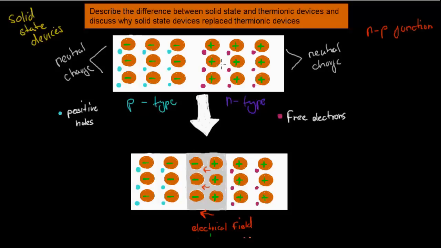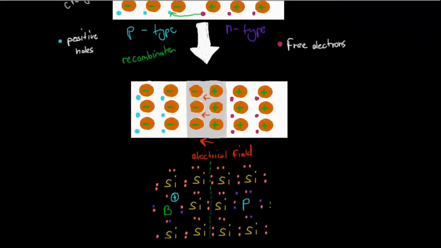But now that we joined them together, we're going to have something changing. The reason is that these free electrons will move over and combine with these free positive holes. When that happens, we call that recombination. You might have heard that word before. When that happens, we have charge appearing. So we go from it being neutral to it being charged, and I'll go through why that would be the case.